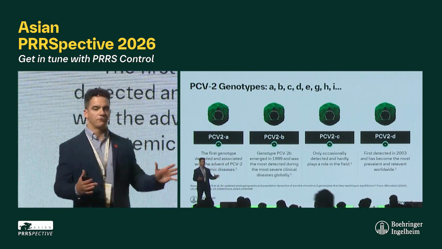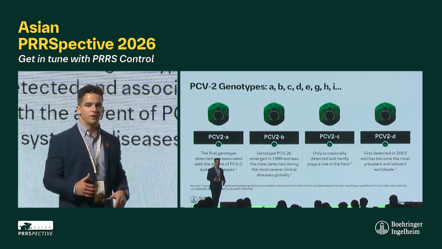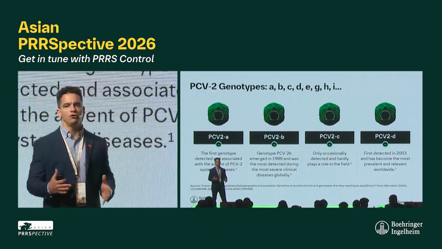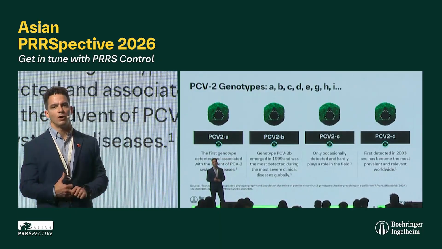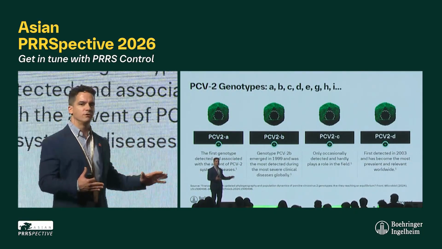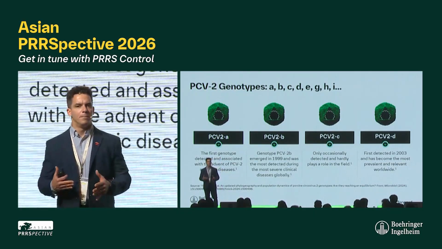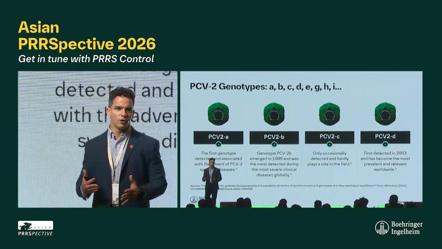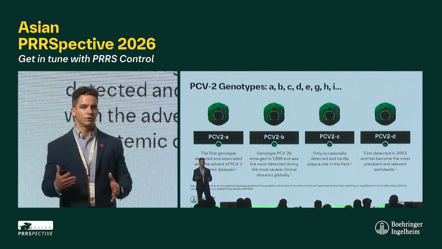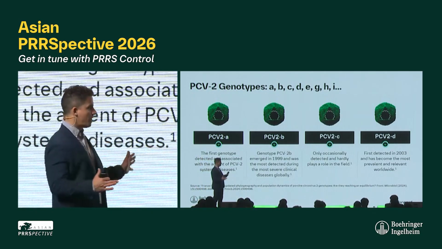So with PCV2, we have many different genotypes. The first one detected was PCV2A, and then PCV2B emerged, and then PCV2D today is actually the one that's more dominant globally. It kind of followed that direction. So again, many, many different genotypes. But one thing that's important to know is that in terms of serotypes, they're all the same serotype. And that's going to be important when we talk about protection.